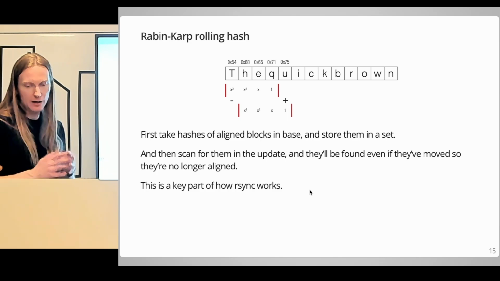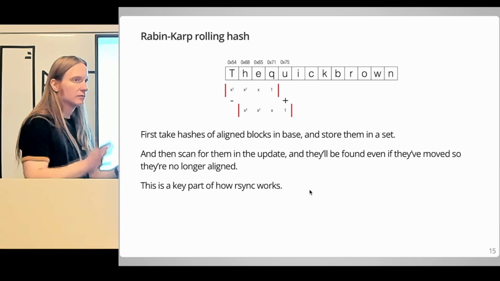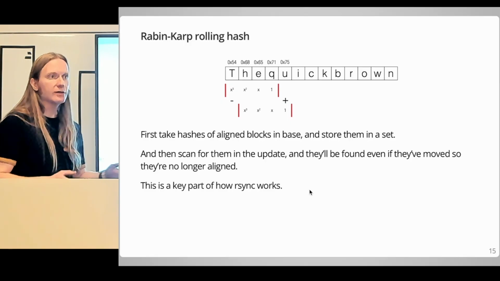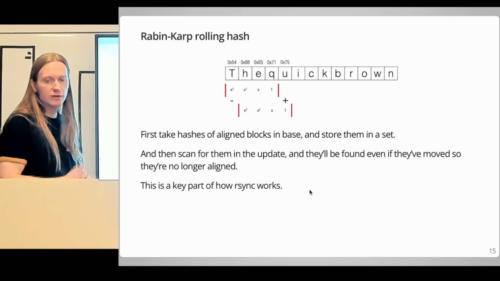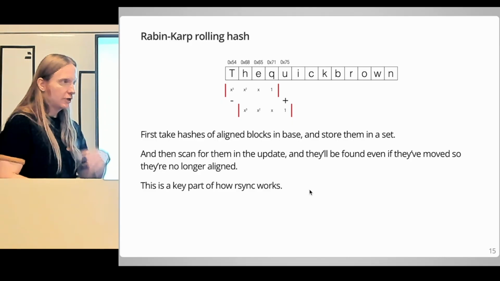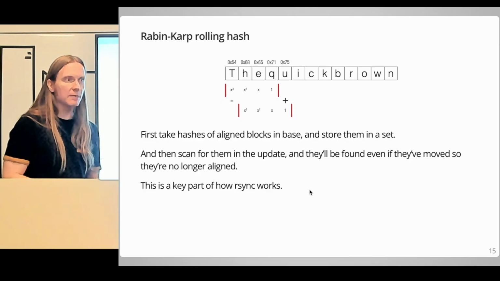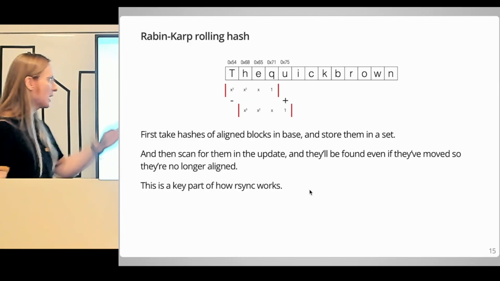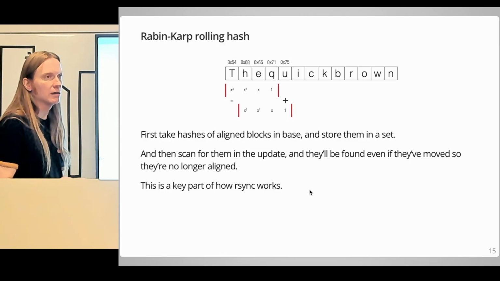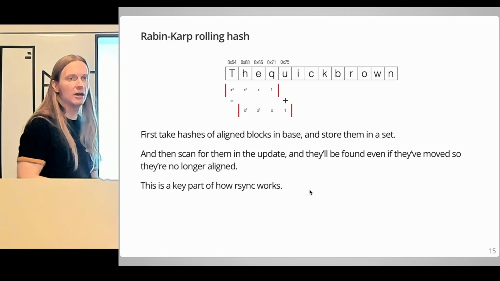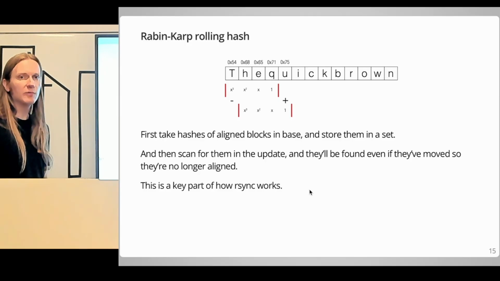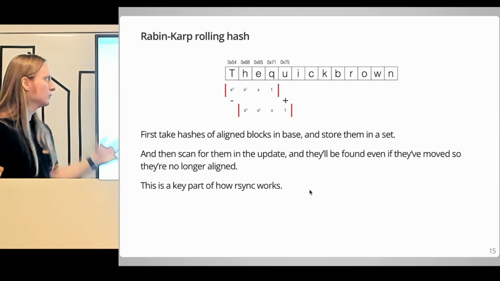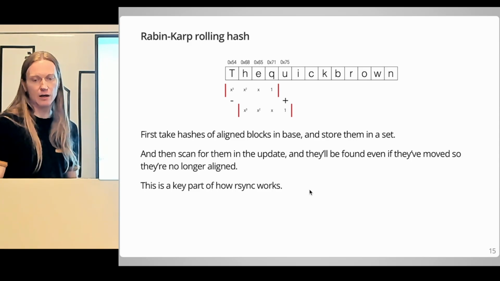And so what we'll do with this rolling hash is take the aligned blocks in the base like we did before, compute the hashes of all of them, and put them in a hash map. Then in the update, we'll scan along, and at each byte, we'll check the map and ask, does this hash appear in the map? And if so, we'll find the block. Has anyone used the rsync command? This is how rsync works. It's doing that rolling hash to look for updated parts of the file.